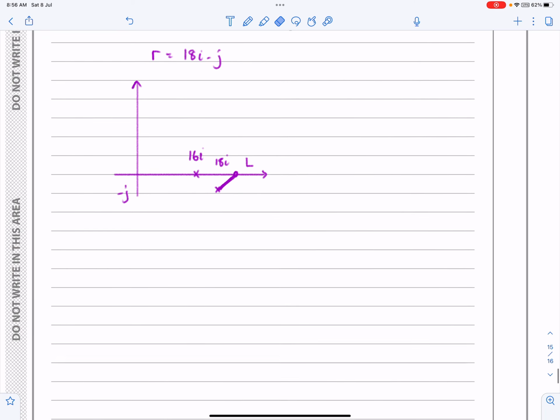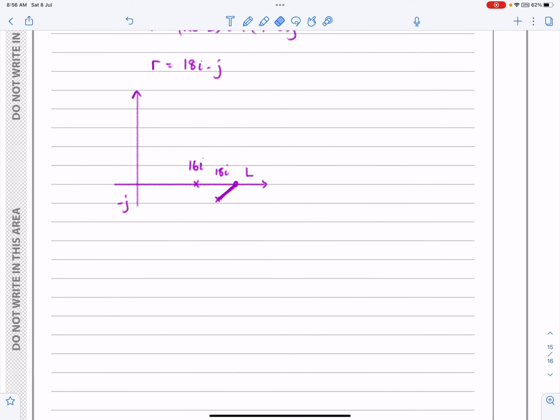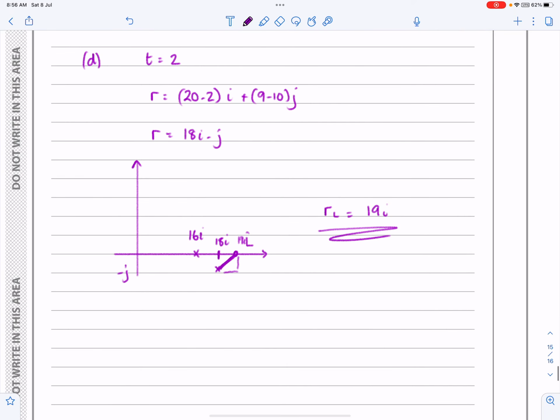Now from my diagram here, if I'm trying to work out where the L is, I know that the 18 there and minus 1 there, this is where that second sighting of the ship is. If I just go across 1 and up 1, then I hit the lighthouse. So R for the lighthouse is equal to 19i, and I'm not really doing too much work beyond that diagram. So it's worth taking time to do the diagram and then being able to just go across and up, across and up, across and up.